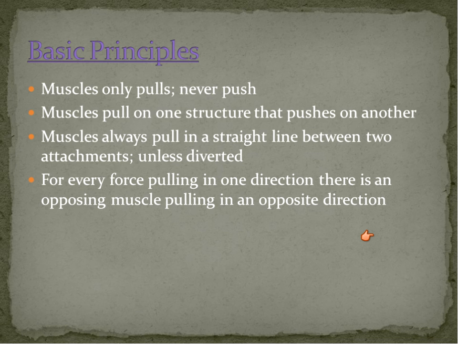Okay, so muscles pull. They never push unless they're pulling one structure that is pushing on another. They typically pull in a straight line. There are some exceptions, and we'll talk about that when we get to the larynx. For every force pulling a muscle in one direction, there must be an opposing muscle pulling it in the opposite direction. So if a muscle pulls a body part in one direction, in order for it to return to its place of origin, there must be a muscle that pulls it back.